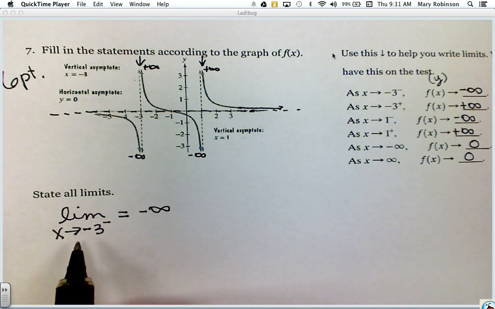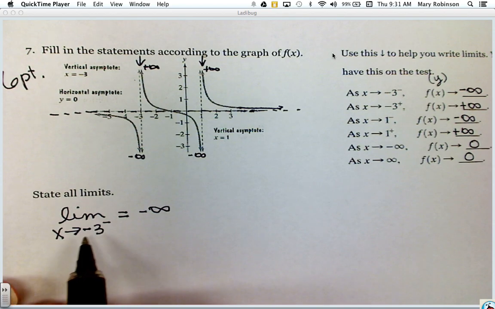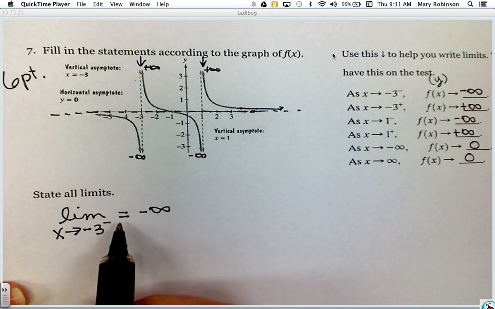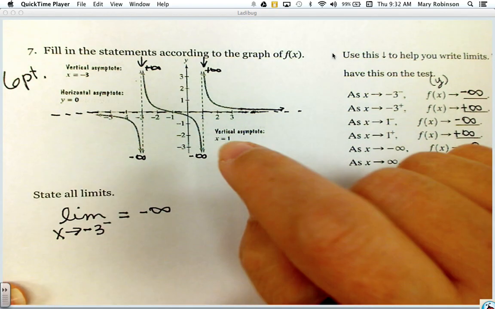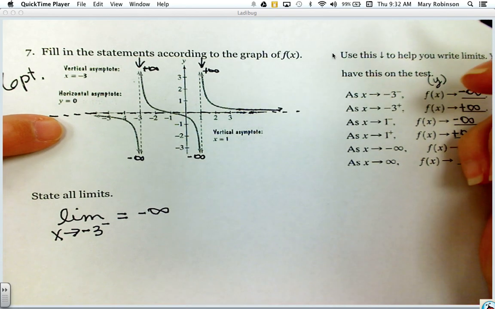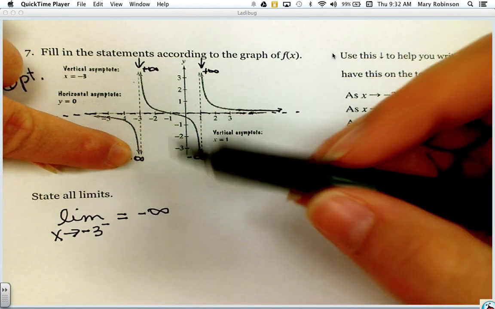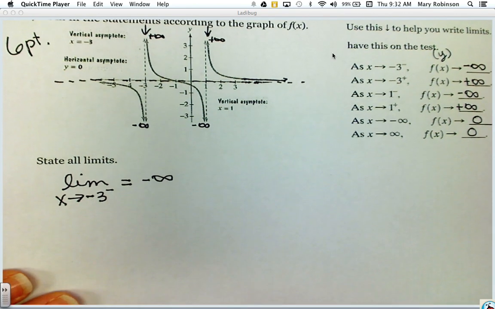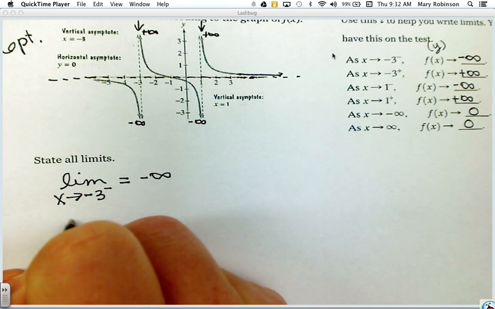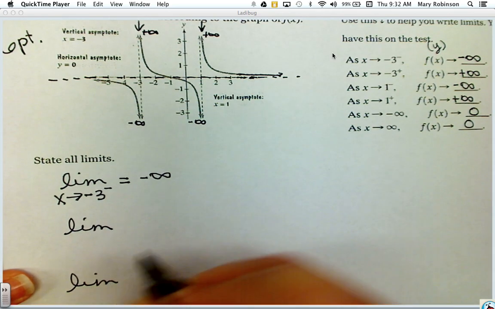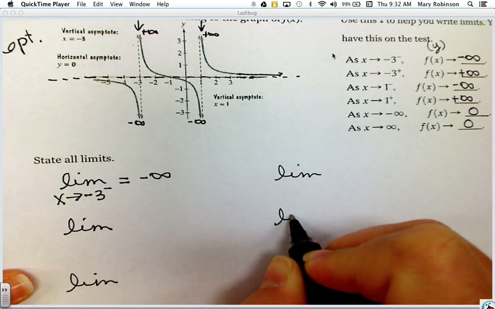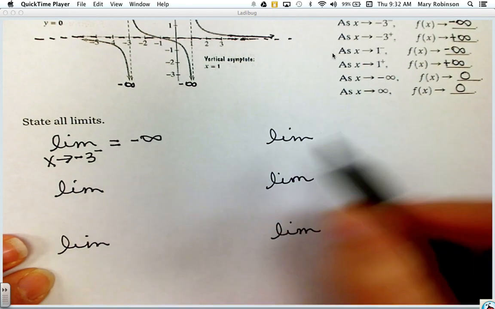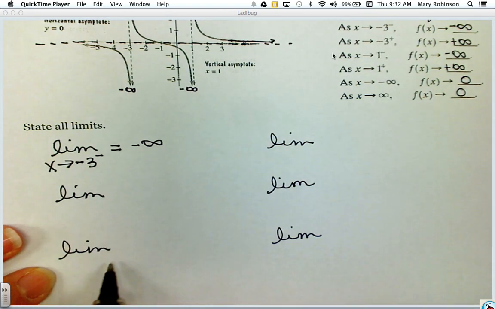The limit, and then underneath it, it's almost like a subscript written smaller. The limit as x approaches -3 from the left is negative infinity. So again, as we approach -3 from the left, our function is approaching negative infinity. So that's the limit of our graph as it approaches that value. So we have 6 of these we have to write. So I'm going to put limit, limit, limit, limit, limit. So we're basically going to take all of these and put them underneath.